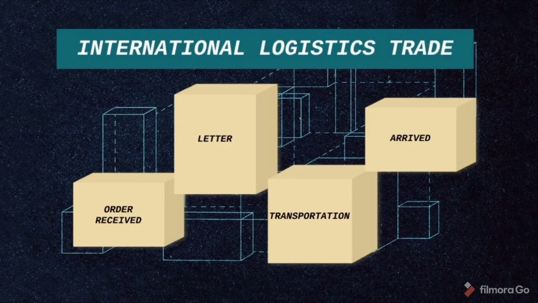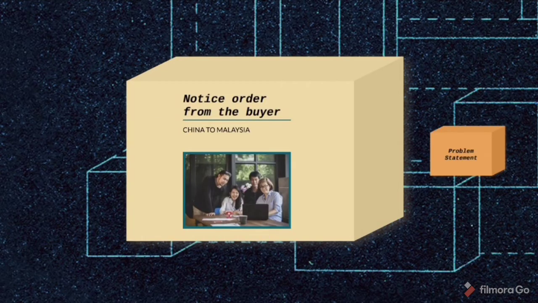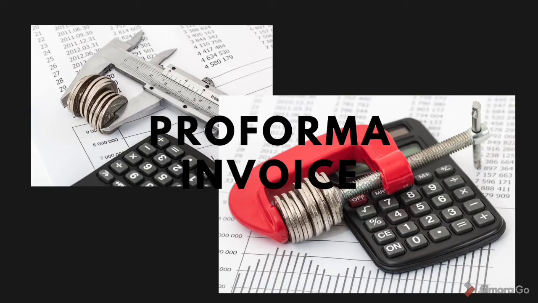Okay, so today I would like to talk about the flow of goods from China to Malaysia. Once we have ordered our goods and the seller is notified of the order from the buyer, there are several types of documentation that are used for international logistics. So next is the proforma invoice.